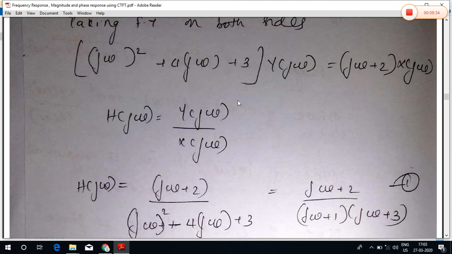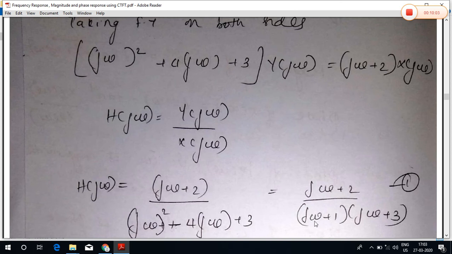We need to find the impulse response. First we need to find the frequency response, H(jω). H(jω) is nothing but Y(jω) by X(jω). On rearranging this equation, we take this X(jω) to the other side, so that this term goes to the denominator of the right-hand side, so H(jω) is equal to (jω + 2) by ((jω)^2 + 4jω + 3).